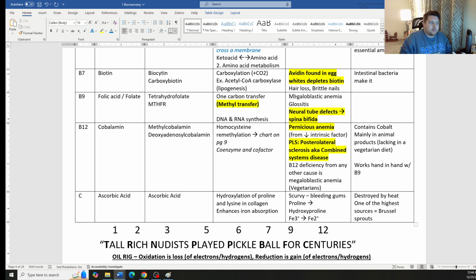The big things that we're going to ask about with this: megaloblastic anemia, also known as macrocytic anemia. We'll get into that a lot more again in the pathology section, but it gets asked very, very commonly on most board exams. You can get glossitis, so inflammation of, I believe it's the esophagus? No, the mouth. Glossitis is inflammation specifically of the tongue. It's swollen, red, and sore. Finally, neural tube defects or spina bifida.